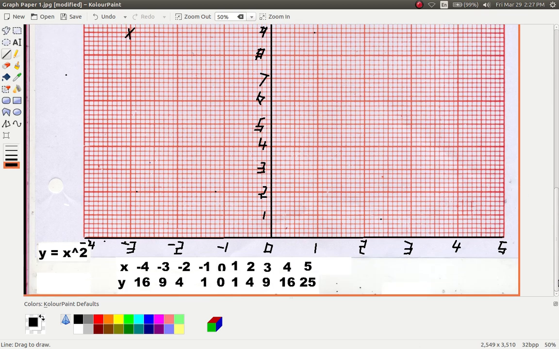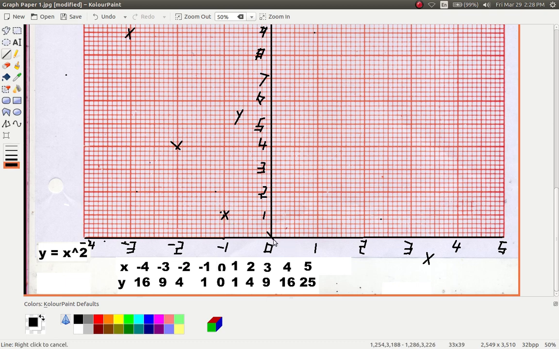When x is negative 2, y is 4. So above negative 2 and beside 4, that's where you plot. Above x equal negative 2, remember, this is the x-axis and this is the y-axis. So you plot here, above negative 2 beside 4. When x is negative 1, y is 1. So it's above x is negative 1 and beside 1 on the y-axis.